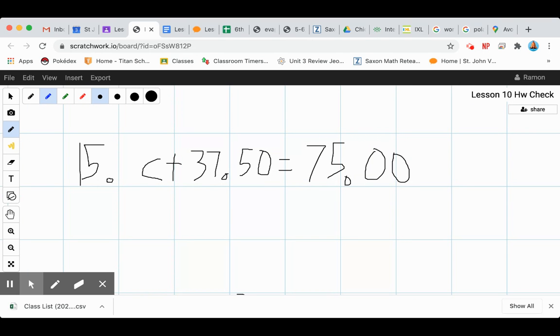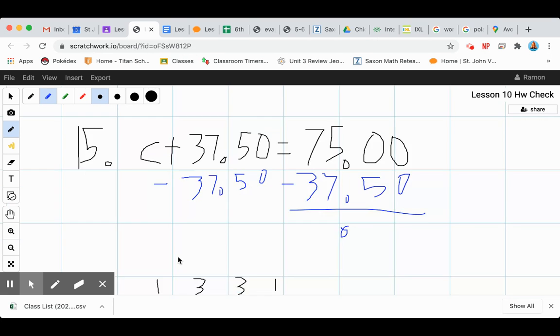For 15, we have c plus $37.50 equals $75. We are again using our inverse operations. The inverse of addition is subtraction, and we're going to subtract $37.50 from both sides. Because we have decimals, we have to make sure that our decimals and our place values are all lining up, and that even in our answer, the decimal place is still lined up with the other ones.